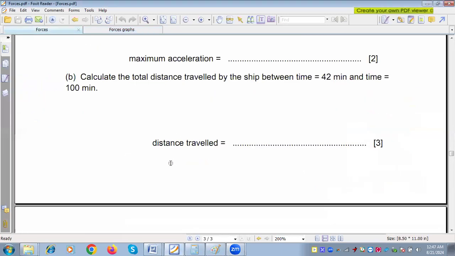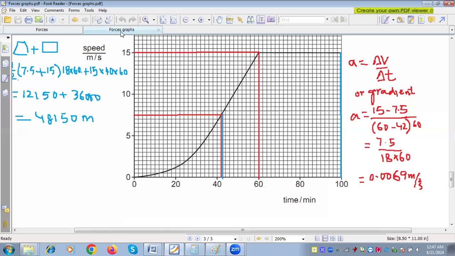So the distance traveled is also calculated. You can see the answer once again: 48,150 meters. You have to express it in two significant figures, so that will be 48,000 meters.